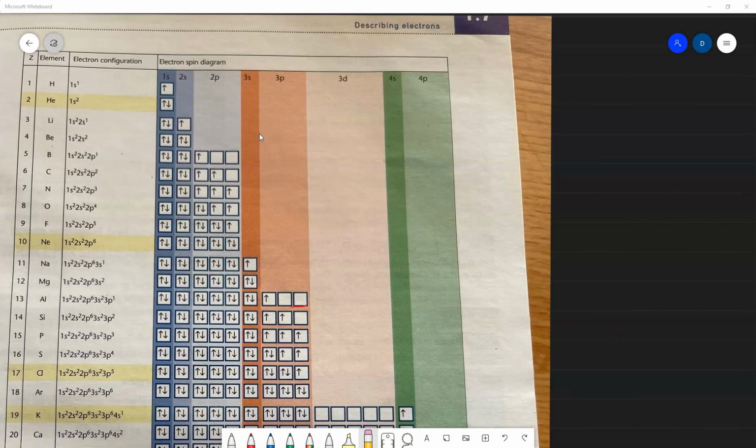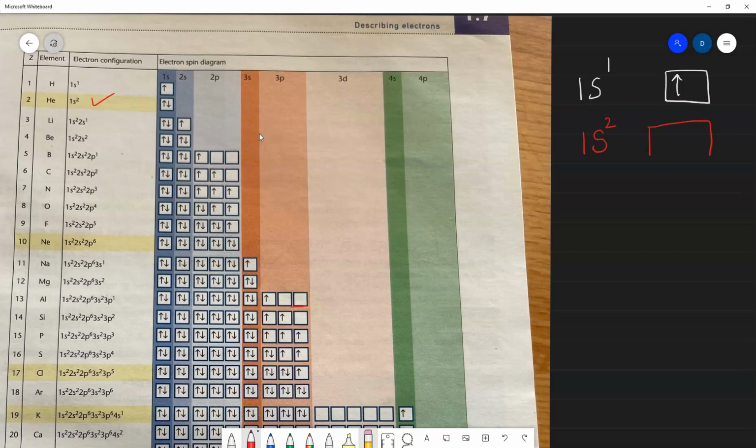So when you write the electron configuration, say for example hydrogen, you write 1s1. But if they ask you to show the spin of the electron, you have to first show the orbital, and this one electron you can show as an up arrow. Next is helium. Helium has 2 electrons, and both electrons are in the s orbital. You write like this.